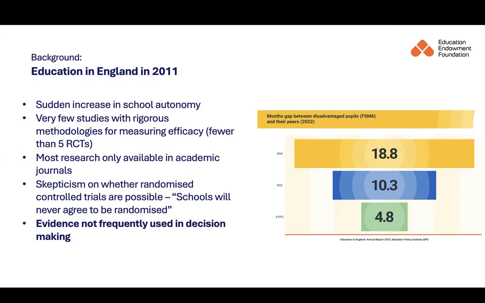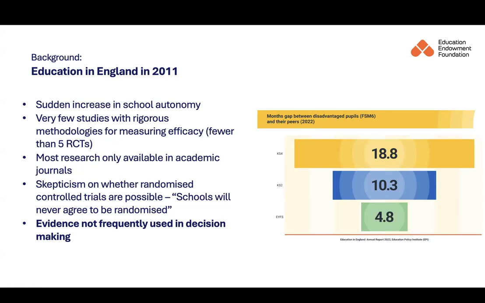A lot of that happened basically overnight, that schools went from a world in which they were provided a lot of support, maybe a lot of control, to a world in which they had a lot of autonomy. But of course, autonomy is only useful if you have really high quality information to support you in making those good decisions. And that wasn't really what was the case in England in 2011. So we had lots of people willing to sell things to schools, but we had very few studies with rigorous methodologies for measuring the efficacy of the things being sold to schools.